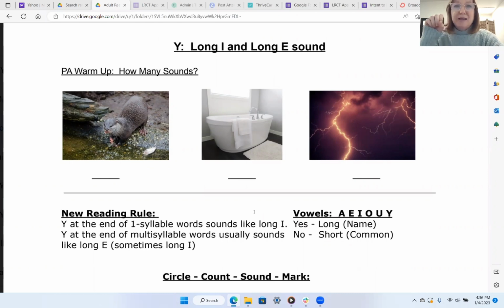So bathtub has b, a, th, t, u, b. 6 sounds. I'll do it again. B, a, th, t, u, b. Okay. Don't worry, these are difficult. That's why we practice them.